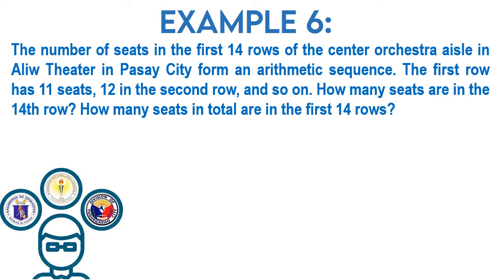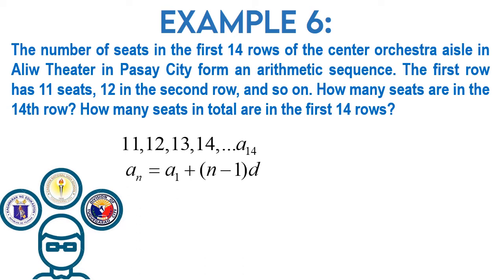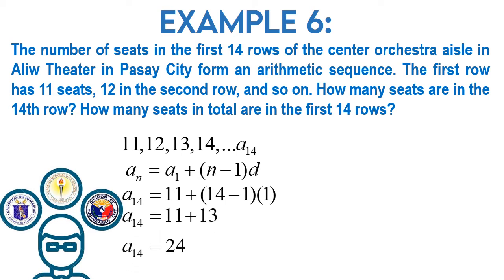To solve the first question, we are going to determine the number of seats in the 14th row. This is obtained by using the formula for the nth term of an arithmetic sequence. That is, a sub n is equal to a sub 1 plus n minus 1 times d. Since my first term is 11, n is equal to 14, and the common difference is 1, we therefore have a sub 14 is equal to 11 plus 14 minus 1 times 1. Simplifying this, we have a sub 14 is equal to 11 plus 13, or a sub 14 is equal to 24.